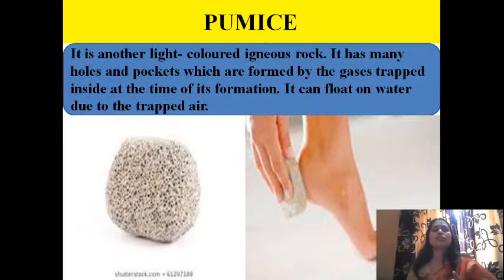It is another light colored igneous rock, and it has many holes and pockets. You can see by this picture, you easily understand, and it is given in your book also. So it has many holes and pockets. The question raised in our mind is, how is it formed? It is formed by the trapping of gases inside it. When it is formed, it traps many gases. That is why it has many holes and pockets, right?